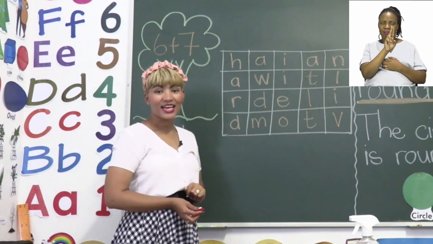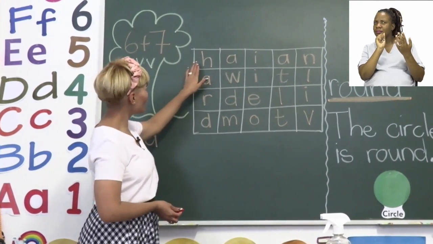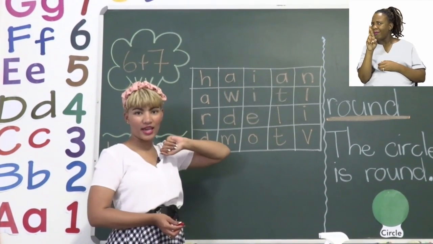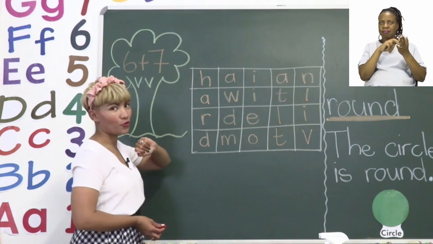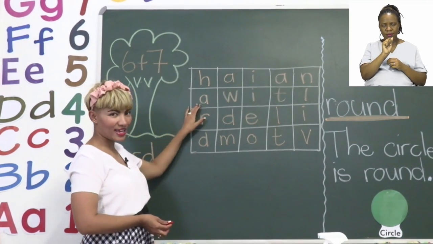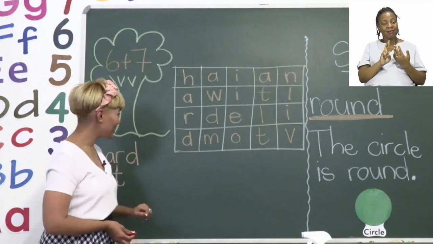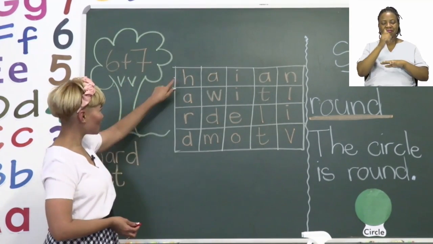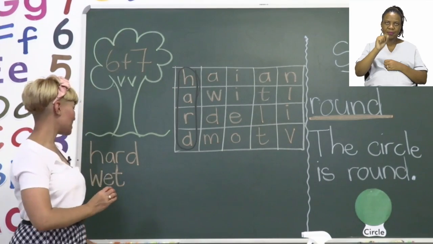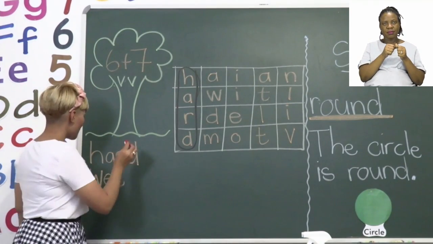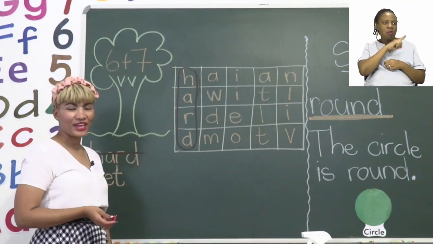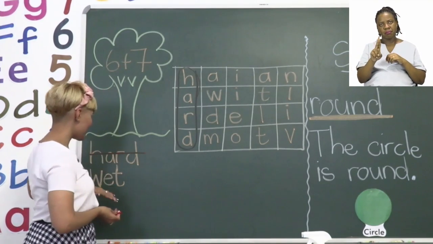The second letter is the letter A. Do we have an A next to the letter H? Yes, but we don't have an R next to the A. Let's look for some more A's. The next one, right below the H, we have another A. And over there we have an R and the D. So now you see over here we have the word hard. Remember, before we move on to the next word, you have to cross out the word that you have found already.